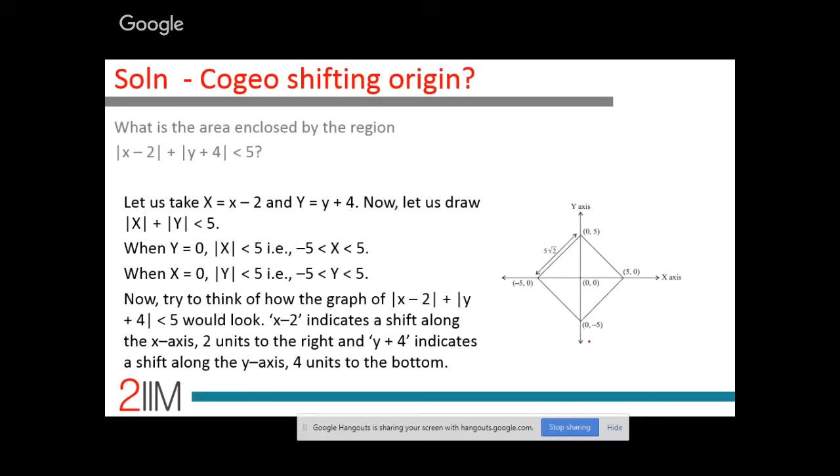So this is a set of straight lines. So it becomes easy to imagine. You have 4 straight lines in 4 quadrants, meeting at 5 comma 0, 0 comma 5, minus 5 comma 0, 0 comma minus 5. Connect them, you've got the shape.